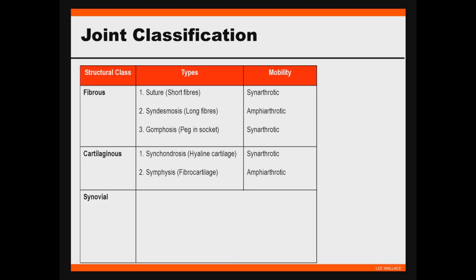The third type of structural classification is a synovial classification, and these are joints characterized as joints which are separated by a fluid containing joint cavity. Now there's 6 different types of synovial joints.